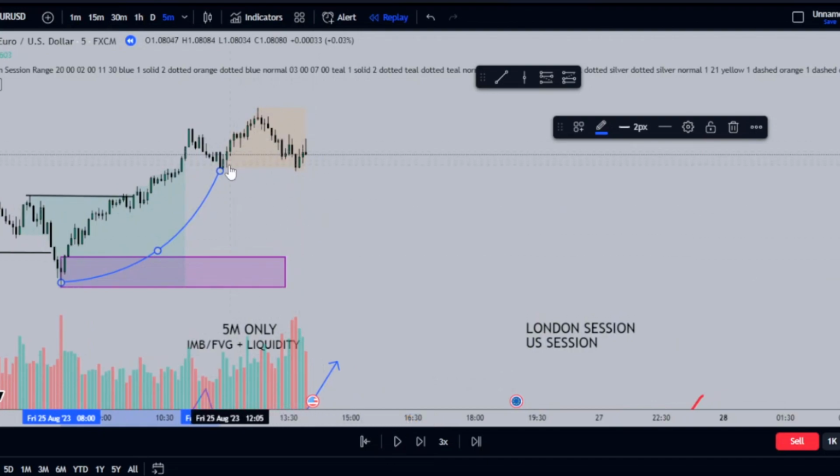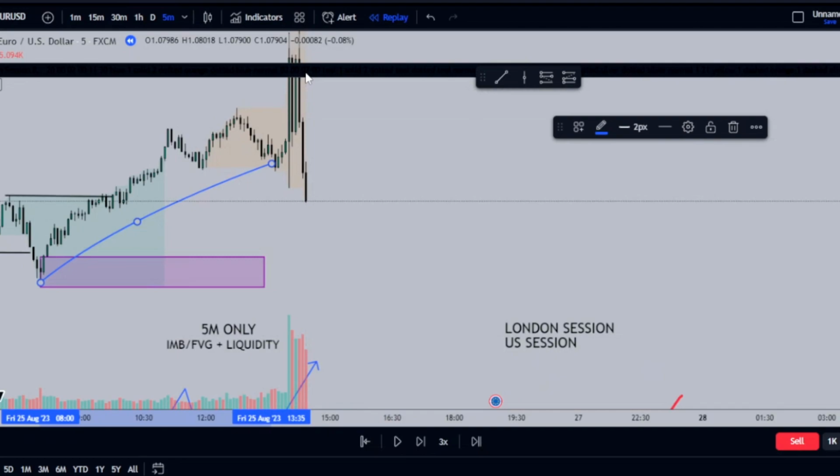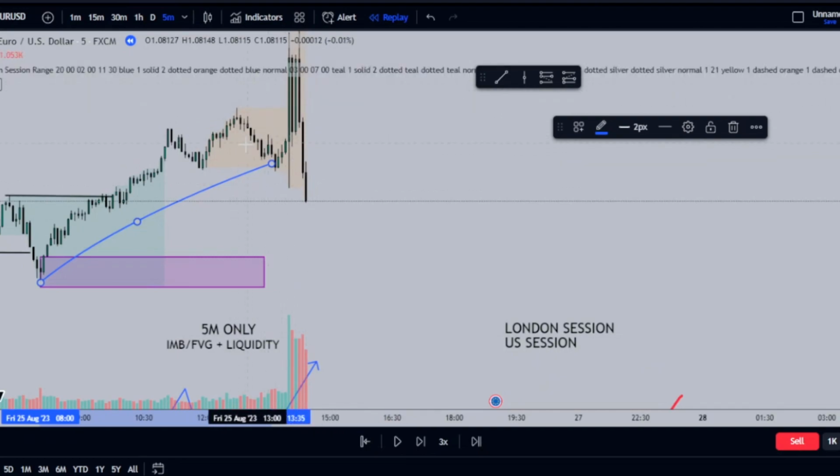Now we're in the US session. As you can see, our indicator has shown that it is now orange. So that's what you need to pay attention to as well. And we see the price is spiking up. It created a high.